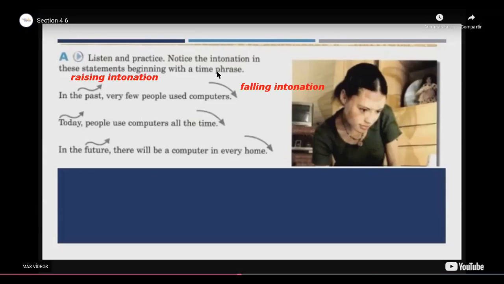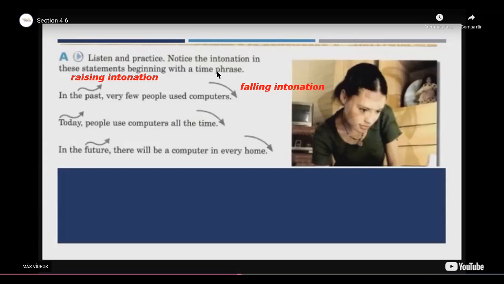Volunteers, who wants to try reading these sentences? Marco, do you want to try? Yes. Okay, go ahead. In the past, very few people use computers. Today, people use computers all the time. In the future, there will be a computer in every home. Okay, good. Let's see, Raul, do you want to try?